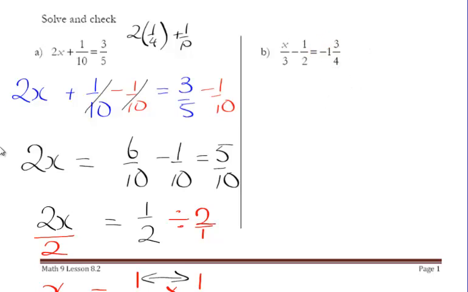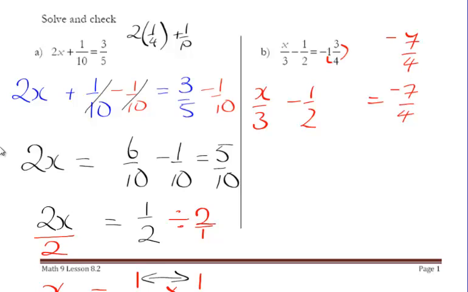So, negative 1 3/4. Now, don't worry about the negative for the time being. 1 times 4 is 4, plus the 3 gives us 7 over 4. So 1 3/4 is the same as 7/4, and it's negative. So we'll start off here, x over 3 minus 1.5, and we'll write it as equal to negative 7 over 4.